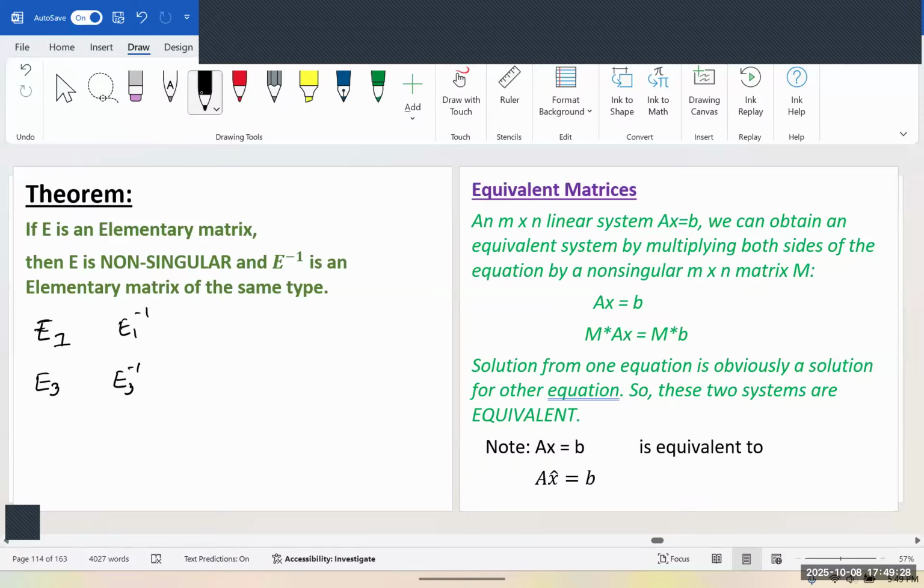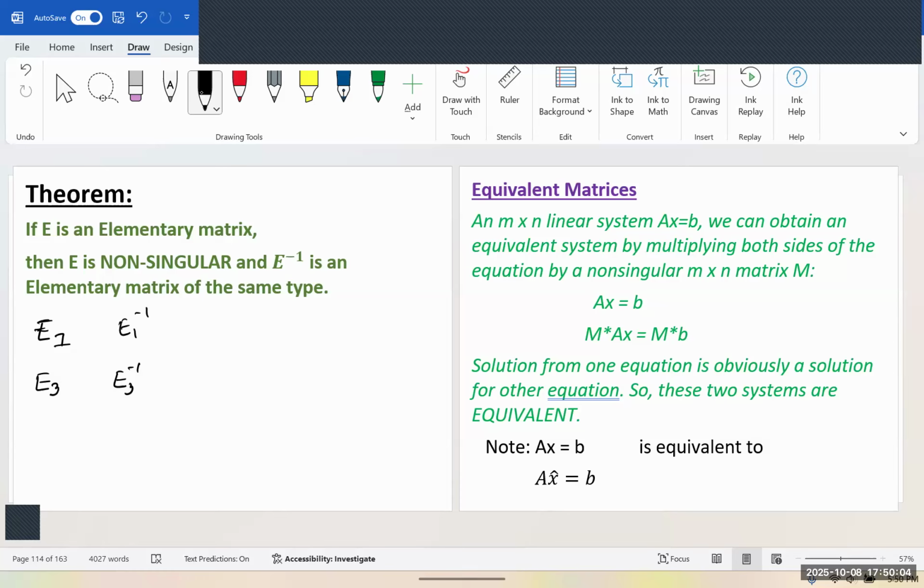The next concept is equivalent matrices. Once you know that matrix multiplication is possible without even solving anything, we can work with equivalent matrices. In M by N, it means it doesn't have to be a strictly square matrix. For any linear system Ax equals B, we can obtain an equivalent system by multiplying both sides of the equation by a non-singular M by N matrix.